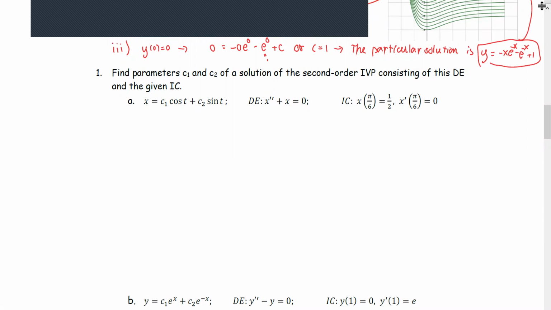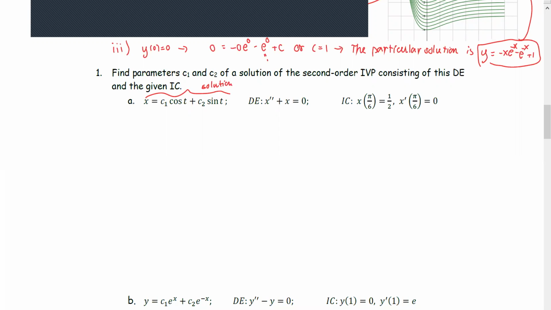Next example. Find the parameters C1 and C2 of a solution of the second order initial value problem consisting of this differential equation and the given initial conditions. x equals C1 cosine t plus C2 sine t is a solution with the two parameters C1 and C2. The differential equation is x double prime plus x equals 0.